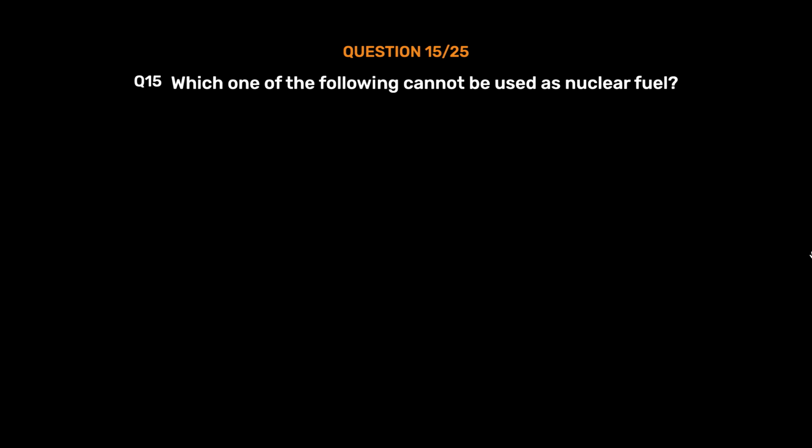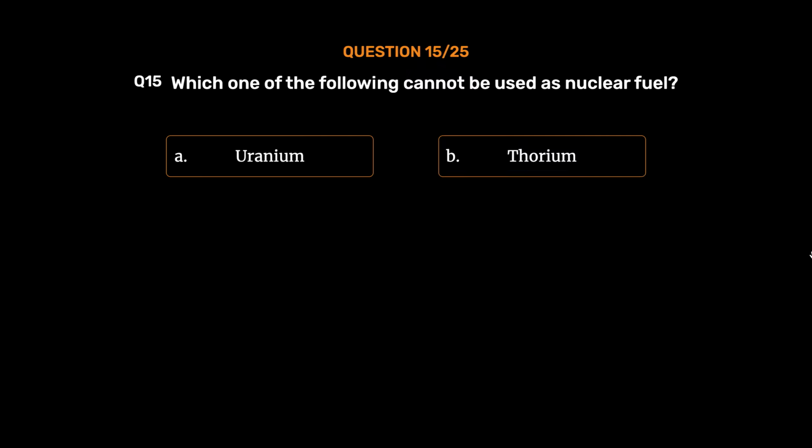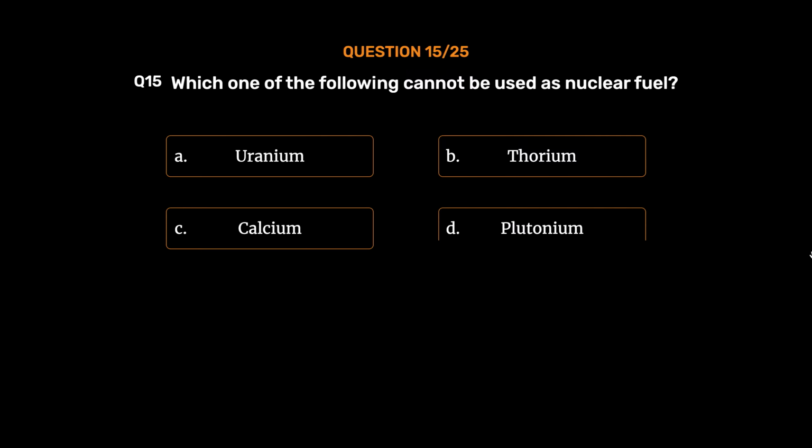Question number 15. Which one of the following cannot be used as nuclear fuel? Option A. Uranium. Option B. Thorium. Option C. Calcium. Option D. Plutonium. The correct answer is option C.